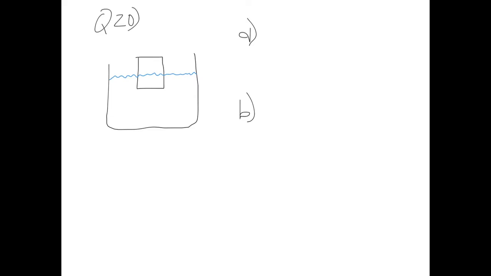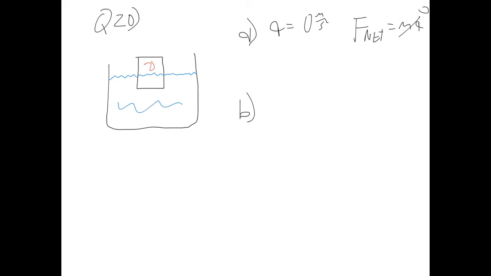And question 20. A block of wood is floating in a pool of water. Here we have our block of wood and our pool of water down here. Question A asks, is the buoyant force acting on the block greater than, less than, or equal to the weight of the block? Well, we know that the acceleration equals 0. It's just floating there, 0 meters per second squared. And if F net equals m times a, and a is 0, m times a is 0, which means the net force is 0.